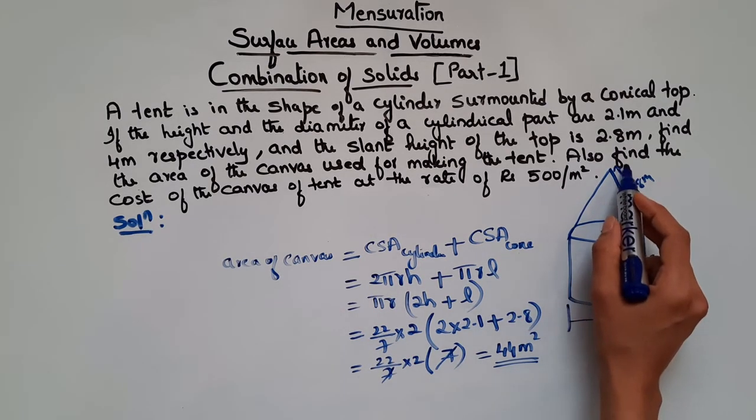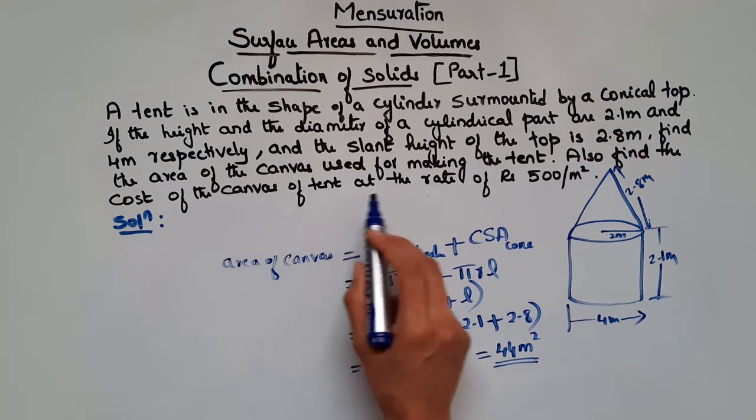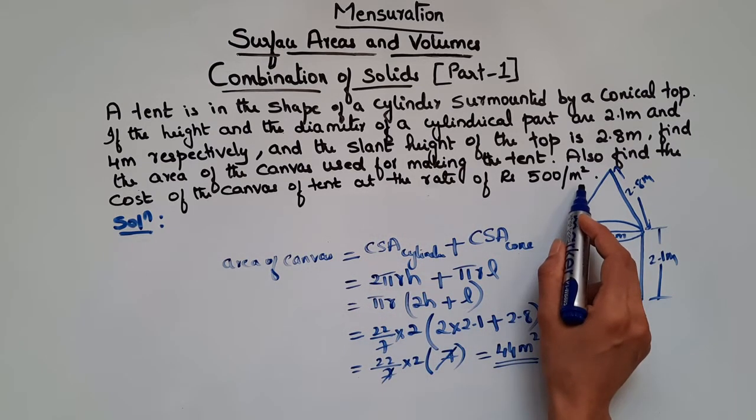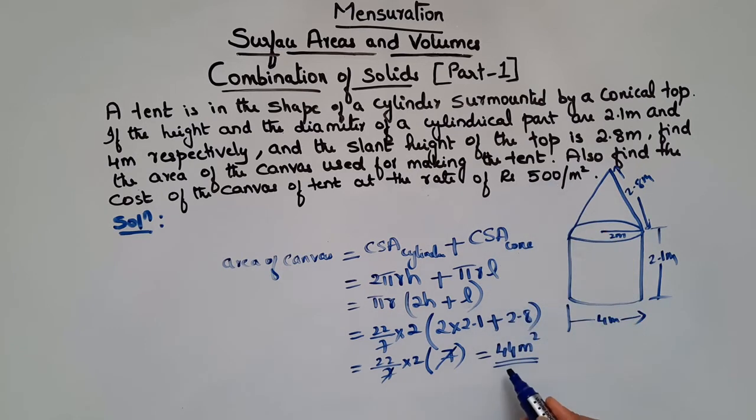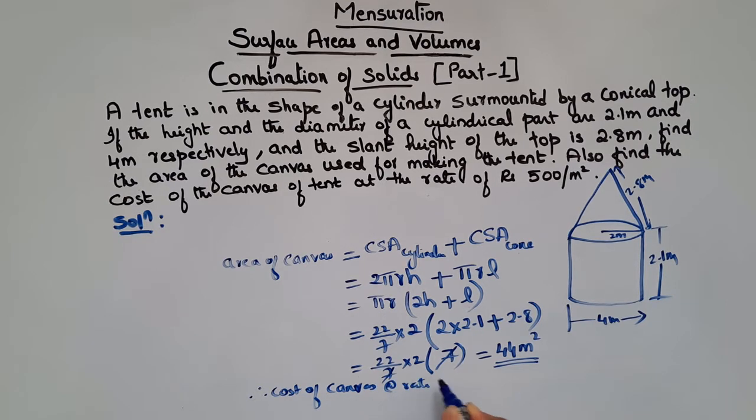Here they have also asked to find the cost of the canvas of the tent at the rate of rupees 500 per meter square, which means for 1 meter it is 500 rupees. For 44 meters, what is the cost? We can write, therefore, cost of canvas at a rate of rupees 500 per meter square is equal to 44 into 500 is equal to 22,000.